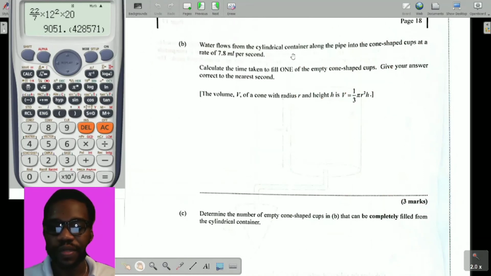Alright, water flows from the cylindrical container along the pipe into the cone-shaped cup at a rate of 7.8 milliliters per second. So every second, this amount of water goes into the cup. Now, it is also important that we know that 1,000 milliliters equal 1 liter. Also, 1 centimeter cube is approximated to be 1 liter. That is important as well. Calculate the time taken to fill one of the empty cone-shaped cups, giving your answer correct to the nearest second.